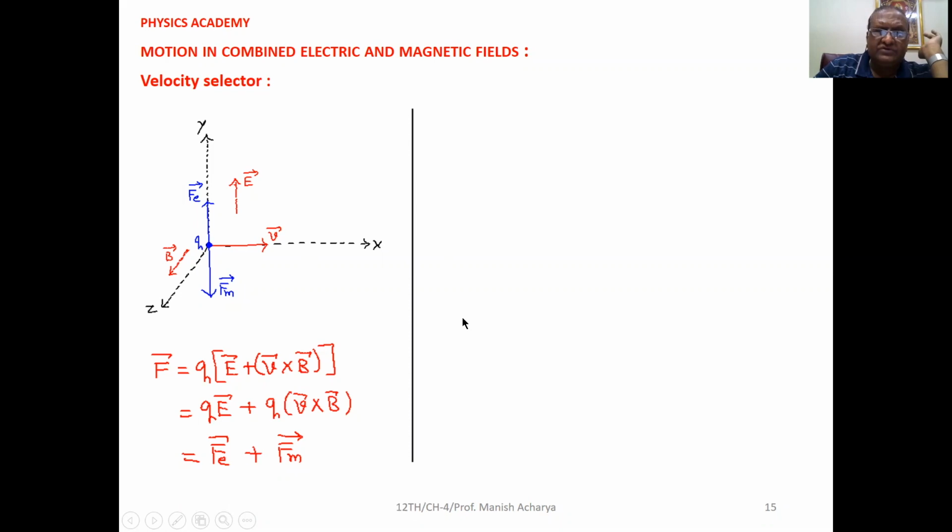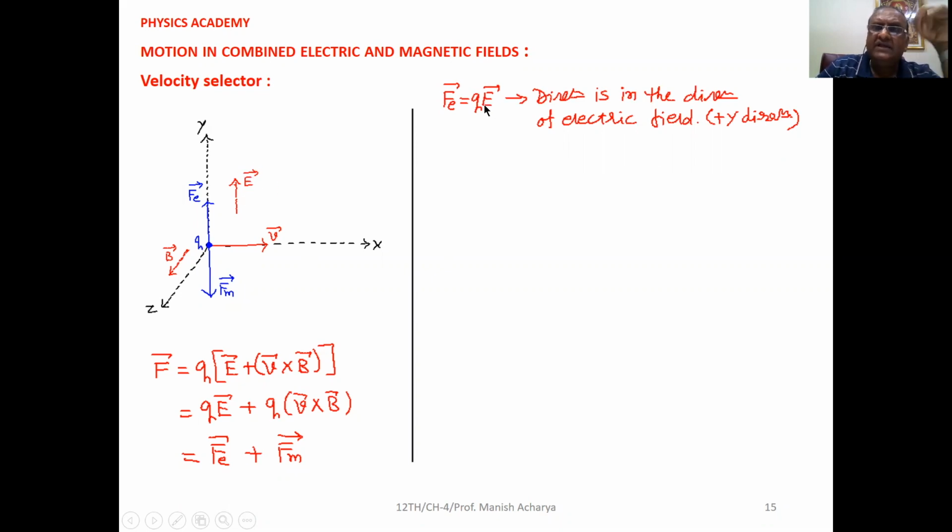Now electric force, which is QE. So Q, that is the scalar quantity, E, that is vector quantity. So the direction of the force, that will be in the direction of electric field. And in our case, at present, electric field that is in y direction. It implies that the force due to electric field on this charged particle will be in positive y direction.